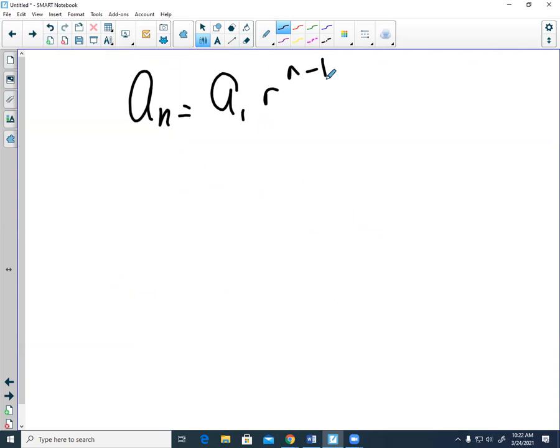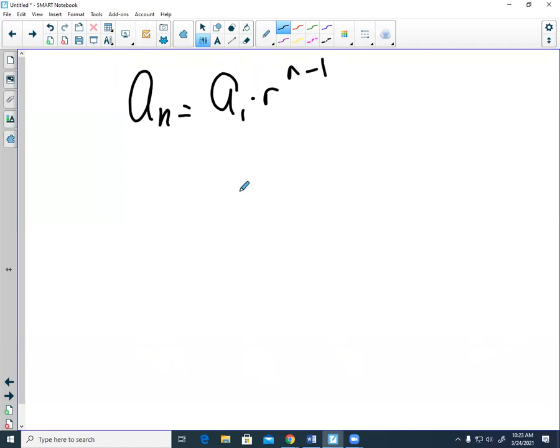To the n minus 1. And that n minus 1 is only attached to the R. So I guess if I want to, maybe put a little dot right here so that you know that the A1 and the R to the n minus 1 are not the same. Okay, so it is not n minus one being raised to everything. That n minus one is only being put on the r.